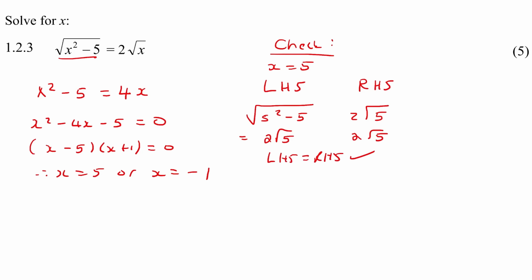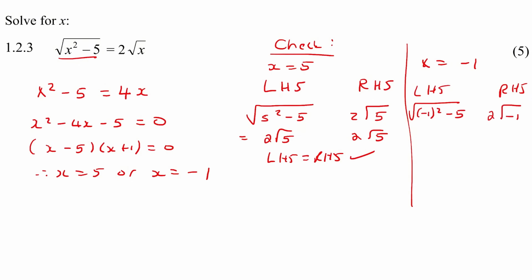That makes sense. Let's go check now if x is -1. Then we're going to fill in the left side and then the right side. If you fill in the left side, you're going to get the square root of -1 squared take away 5, and if you fill in this side, you get 2 square root -1. Both of these are actually going to give you an error. And so this part doesn't make sense, and so all that you do is you just put a line through that one.